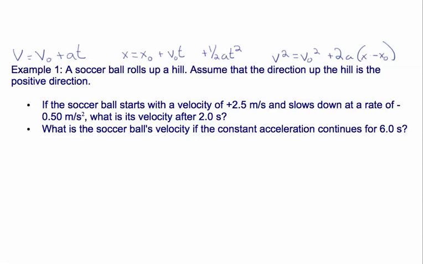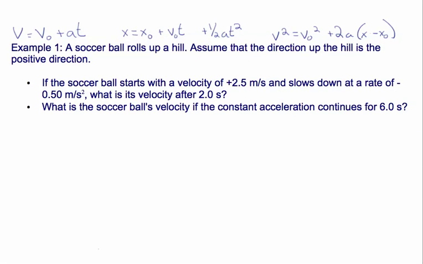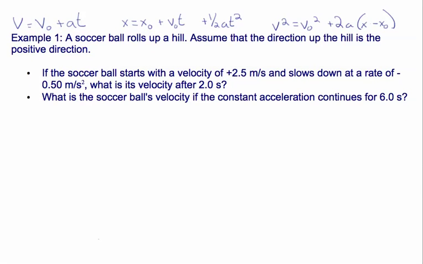So let's do a practice problem. A soccer ball rolls up a hill. Assume that the direction up is the positive direction. I won't usually tell you which way we're going to say is positive. You can make that decision. As long as you're consistent, it doesn't matter. So we're going to start by writing down what we know.